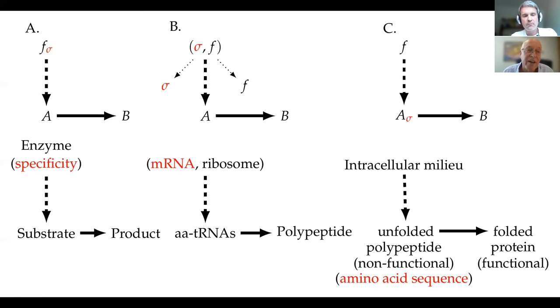So if you think of A as the substrate of an enzyme and B as the product, then in a sense, what will happen to the substrate is already encapsulated in the specificity of the active site. It binds that particular substrate and then converts it to a product.